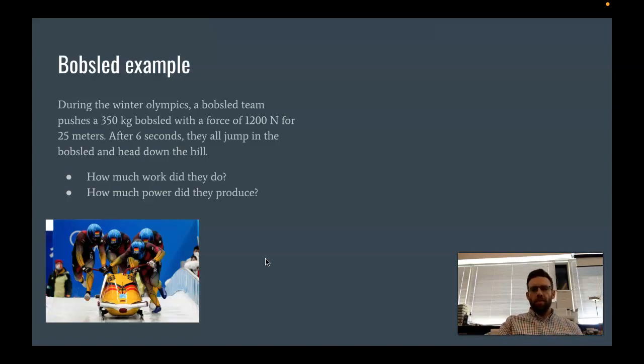So let's look at some of the numbers that we were given and then we'll try to figure out our unknowns. Some numbers that we were given. Force is equal to 1,200 newtons. Distance or displacement is 25 meters. Time is 6 seconds. And the mass is 350 kilograms.